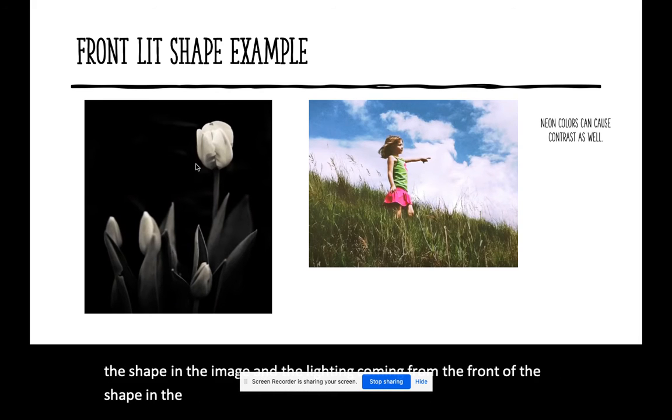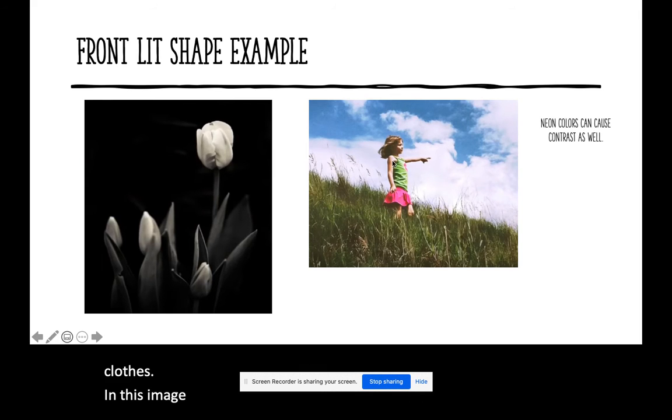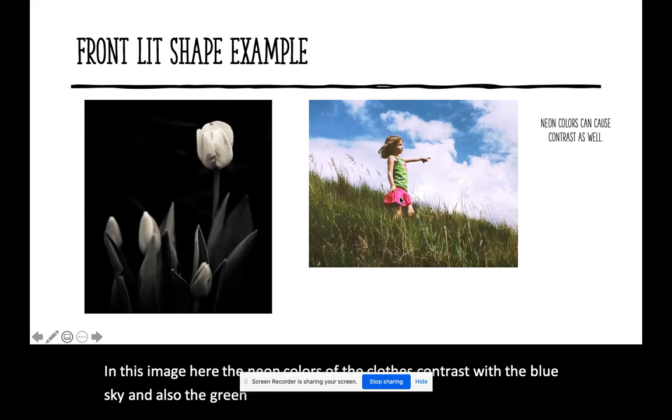The direction of the light is not the only way to show contrast. Okay, so you can show contrast with neon colors and clothes. In this image here, the neon colors of the clothes contrast with the blue sky and also the green grass. And that highlights her physical shape.